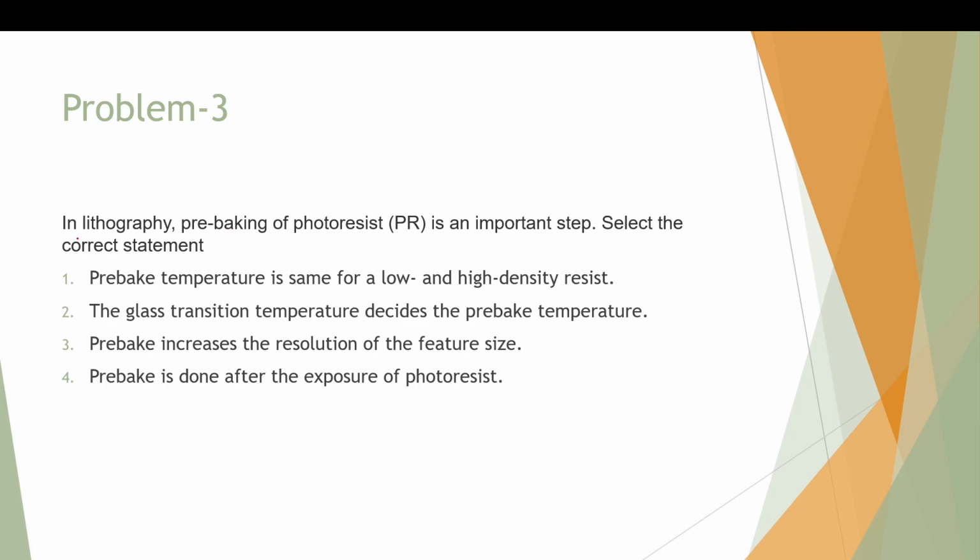So the third problem in litho, pre-baking of photoresist is an important step. Once we coat the resist, we need to bake it first before exposing it to the desired wavelength of light. So why is that the case? Select the correct statement. Pre-bake temperature is the same for low and high density resist. Glass transition temperature decides the pre-bake temperature. Pre-bake increases the resolution of the feature size. Pre-bake is done after the exposure of photoresist. So what do you think is the answer? Glass transition temperature decides the pre-bake temperature. Right, you're right.